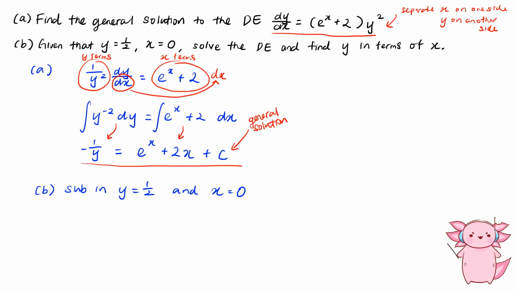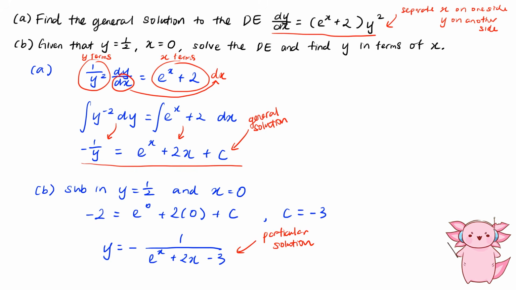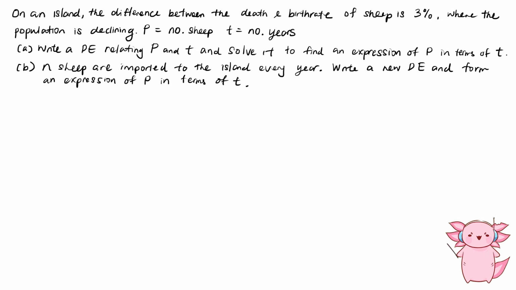So for part B, subbing these values into the equation, we can solve for c equals -3, and this is called a particular solution because it is the only one. These kinds of population modeling questions are super popular.